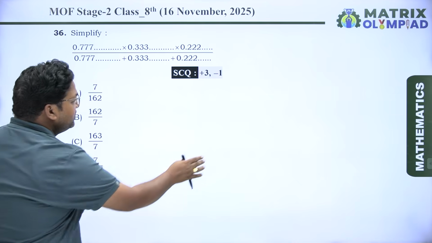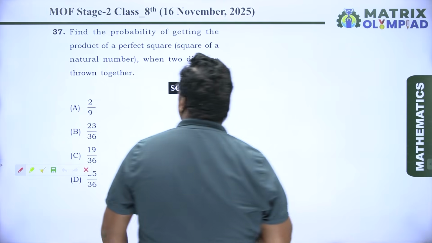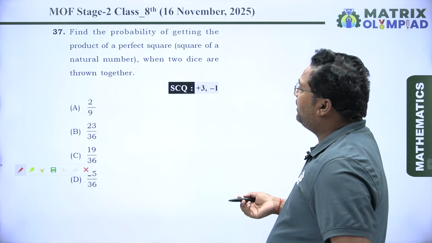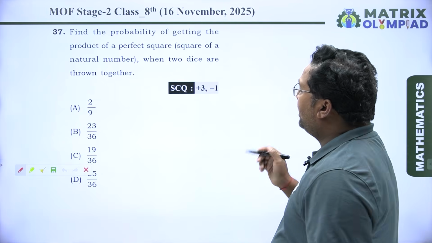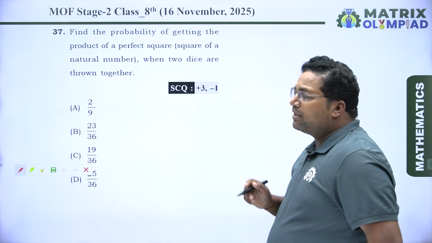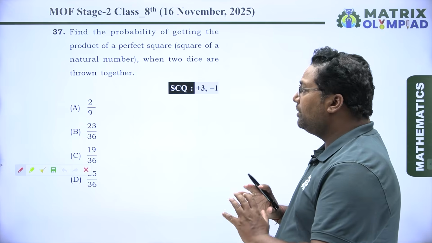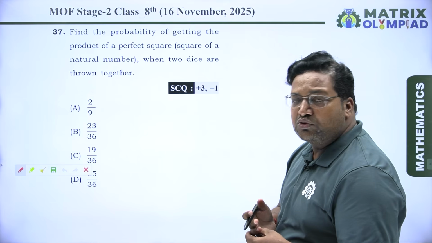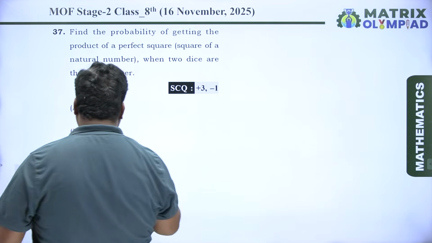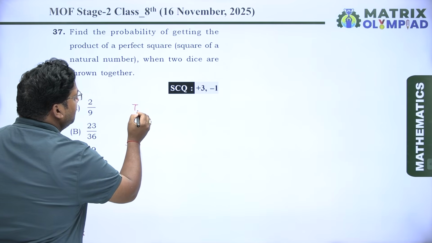Now coming to the next question. Find the probability of getting the product of a perfect square of a natural number when two dice are thrown together. So when we throw two dice together, the total possible outcomes are 36.